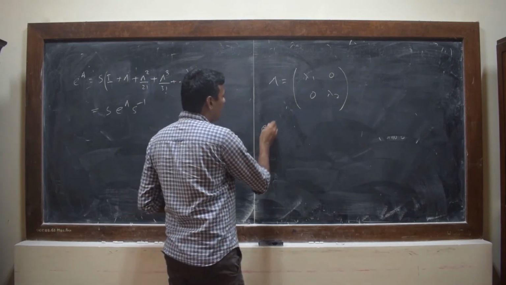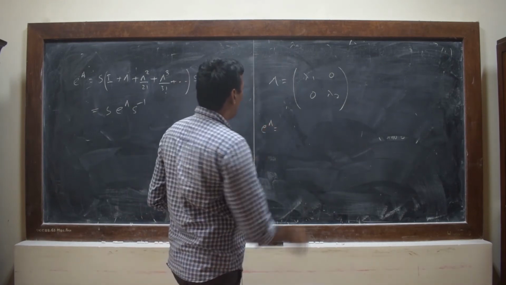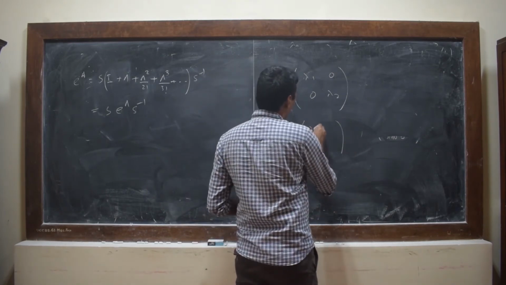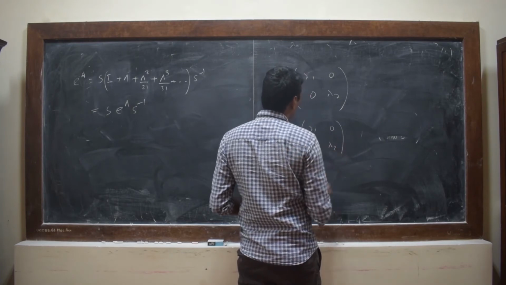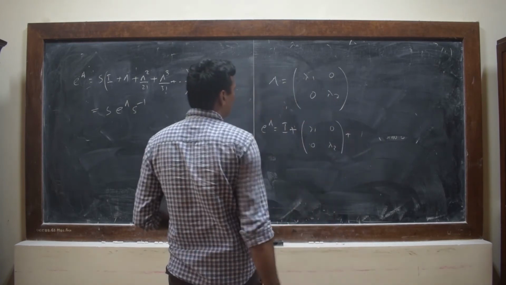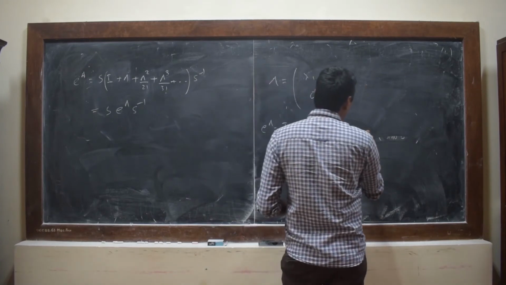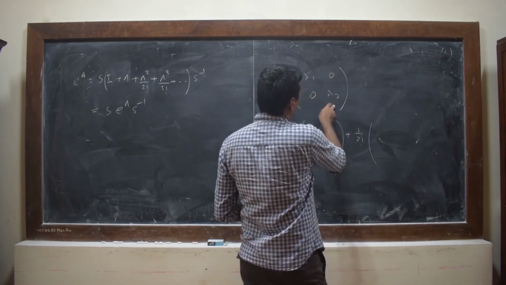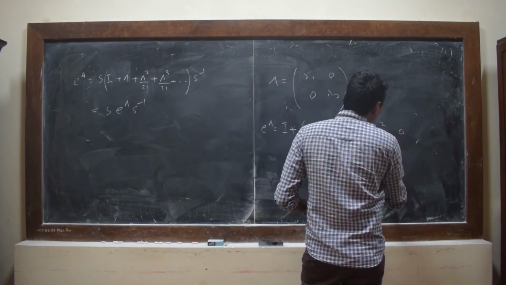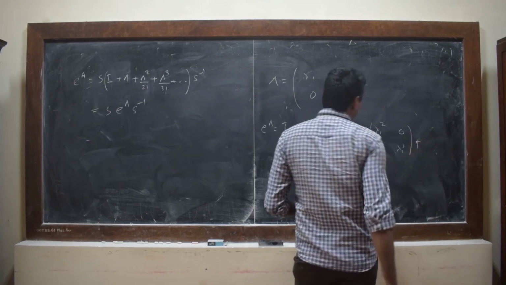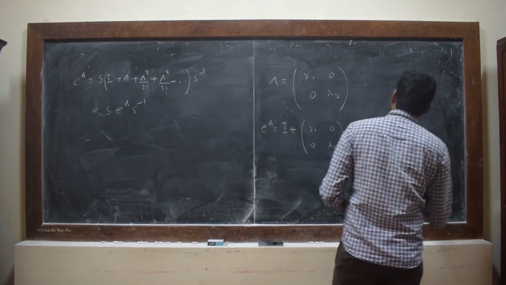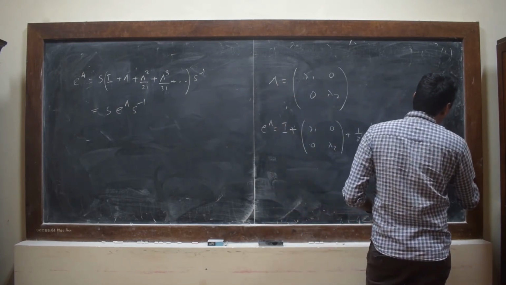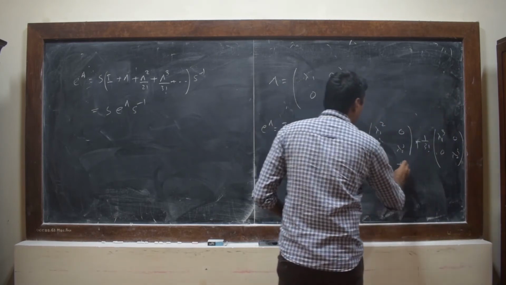So, if you want to write e raised to lambda, you will have identity plus lambda, where lambda is the matrix with lambda 1, 0, 0, lambda 2, plus lambda square, which is going to be equal to 1 by 2 factorial into lambda square. If you take this diagonal matrix and square it, you will get lambda 1 square, 0, 0, lambda 2 square. Plus 1 by 3 factorial lambda cube, where lambda cube gives lambda 1 cube, 0, 0, lambda 2 cube, plus etc.